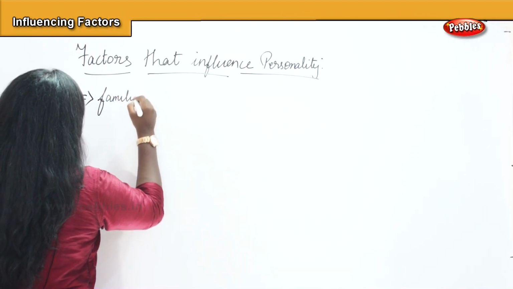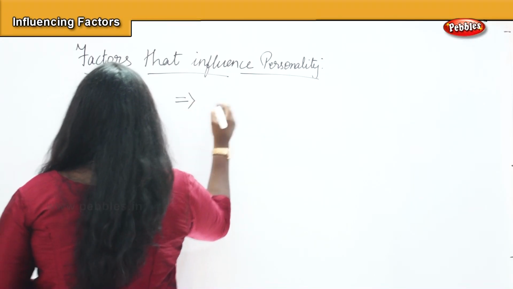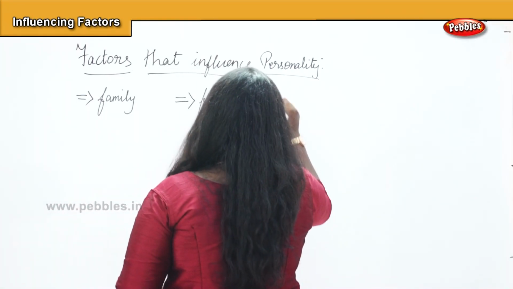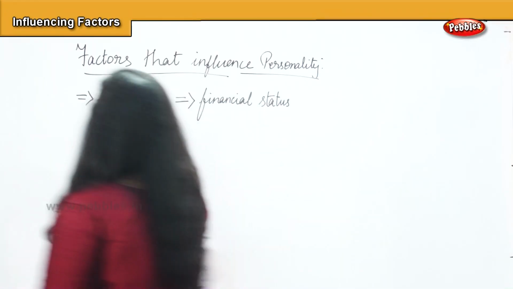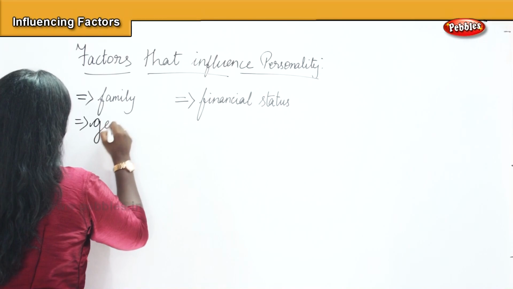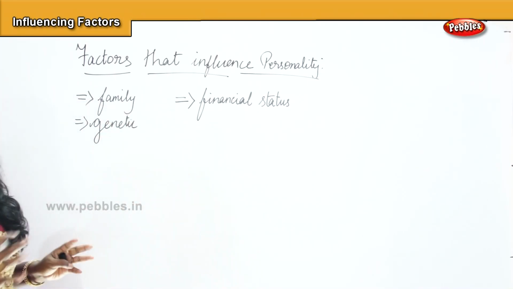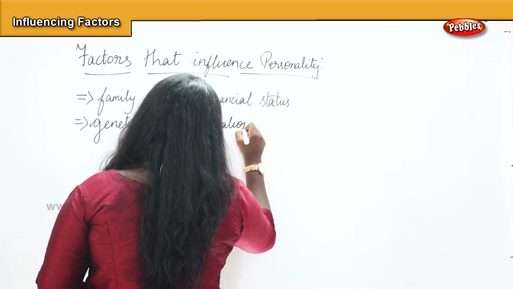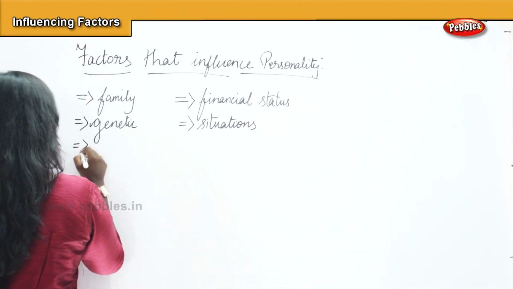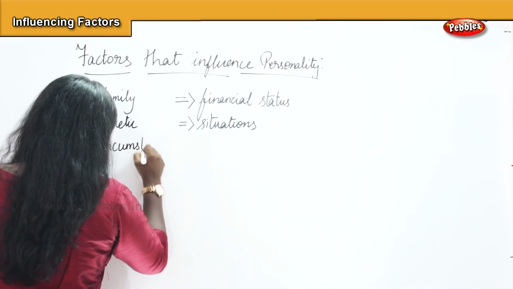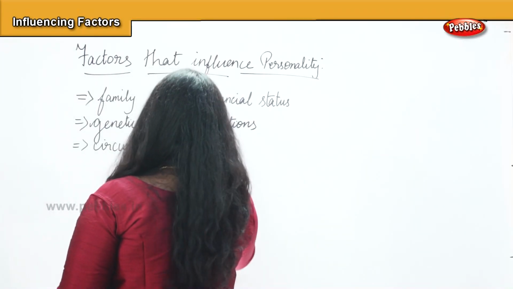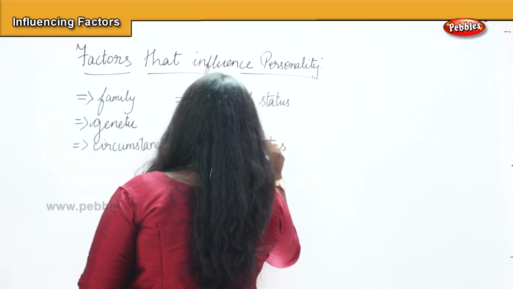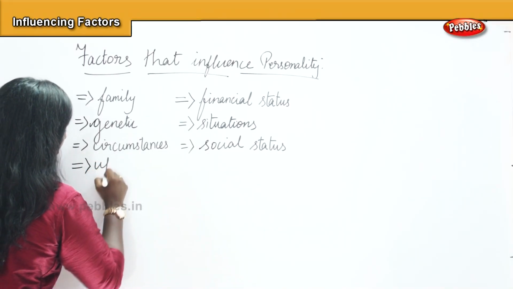Family, financial status, I'm sorry, then genetic reasons, situations, circumstances, social status, and upbringing.